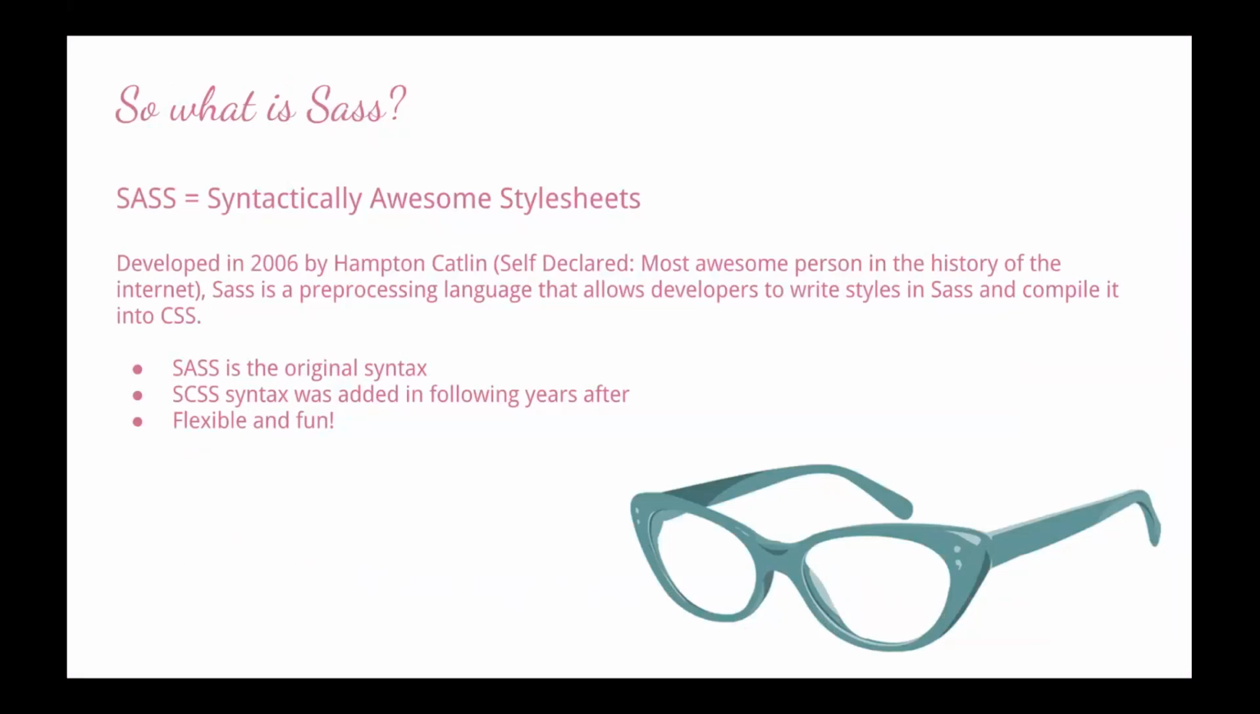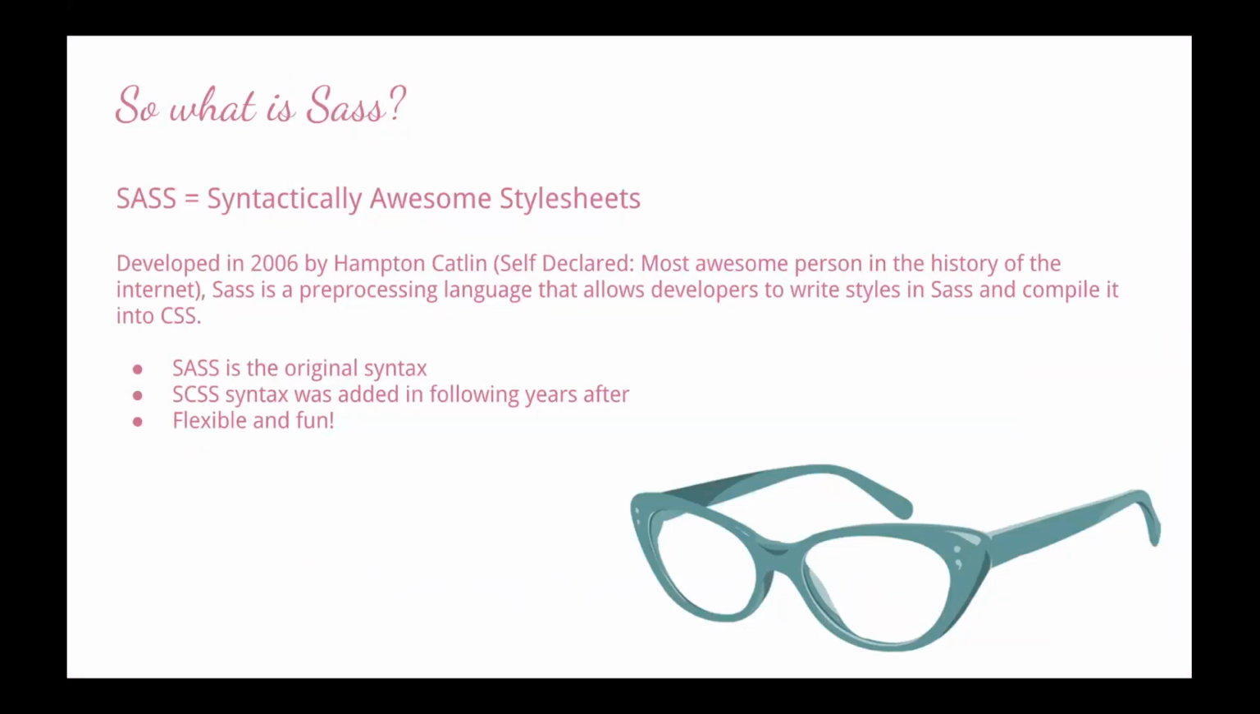SASS is a pre-processing language that allows developers to write their styles in SASS, and then they can compile it into CSS. SASS was the original syntax. In later years, SCSS was then added. It's flexible and it's fun. I can't stress just how fun it is. The difference is that SASS was created by Ruby developers, so it has Ruby-like syntax.